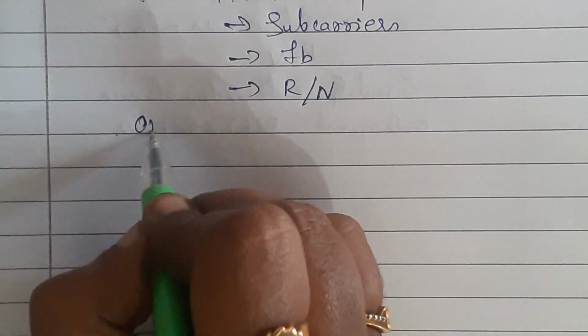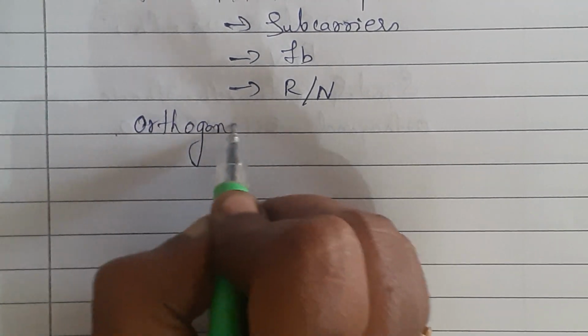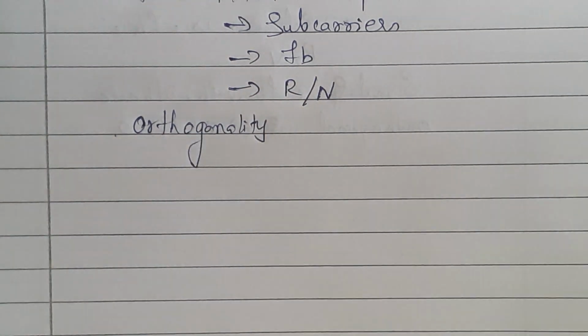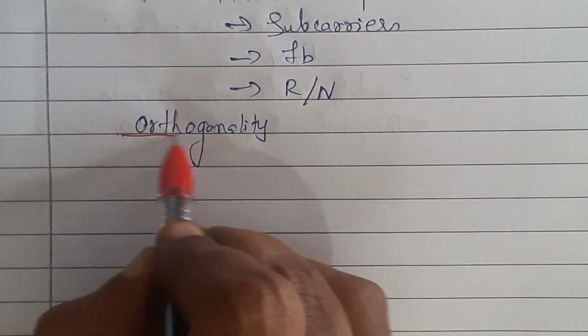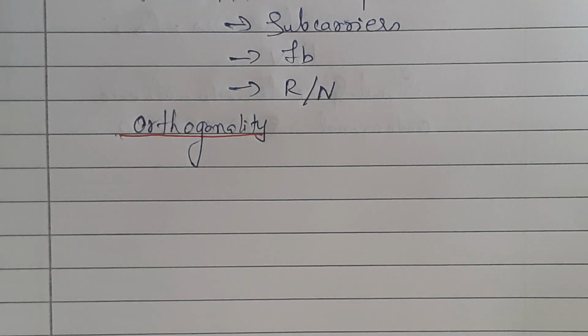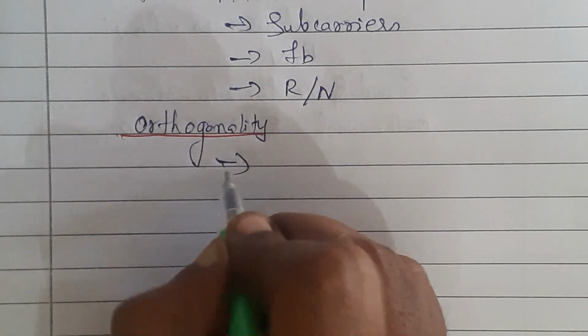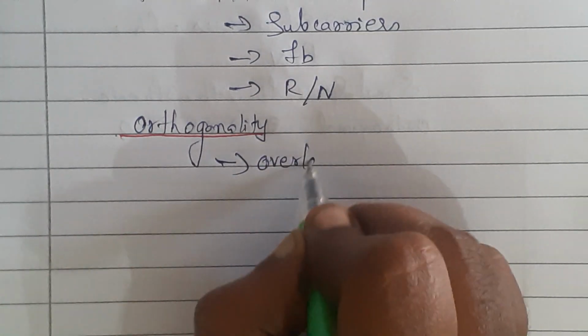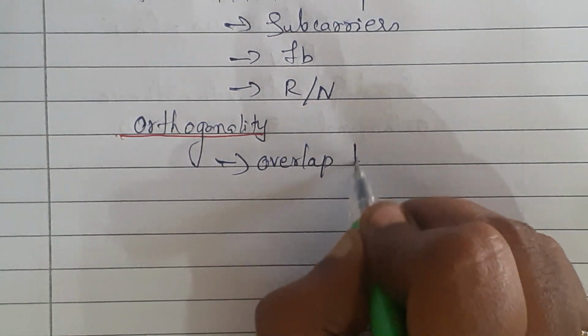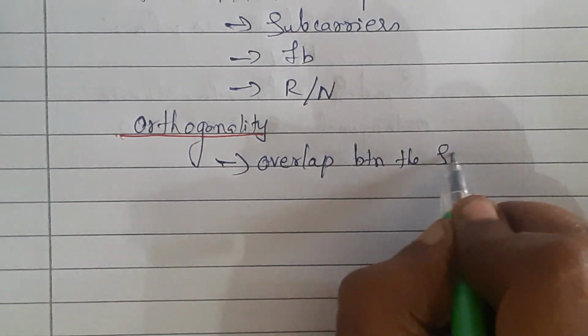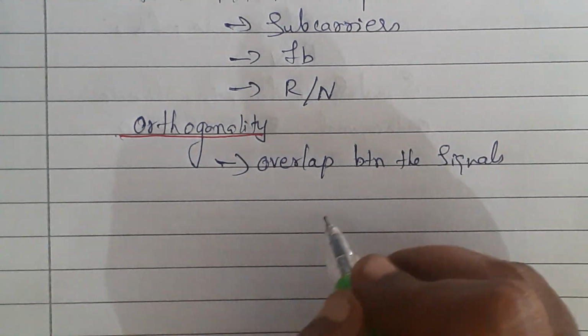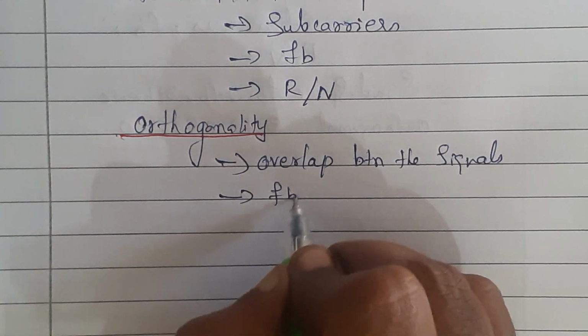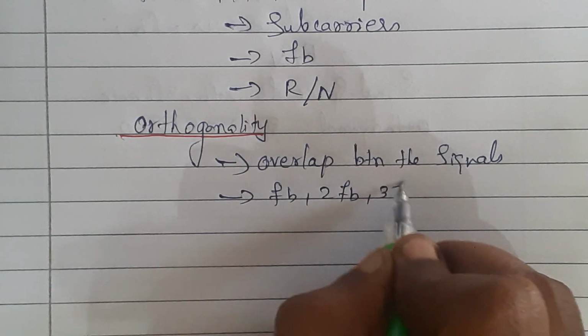So orthogonality is an important feature. So what is orthogonality? The spacing of the frequency signals are tightly packed. Actually what happens in orthogonality, we are overlapping the signals. Overlap between the signals is permitted. So what will be the signal spacing? Signal spacing will be fb, 2fb, 3fb, etc.